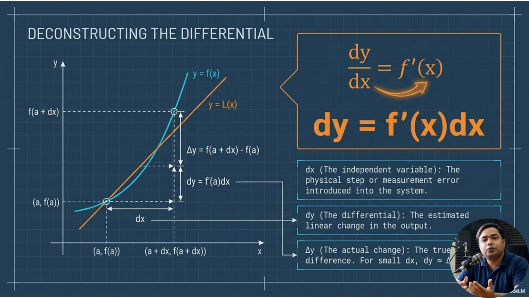The graph shows two changes. One is the actual curve change, usually written as delta y. The other is the linear estimated change, written as dy. For very small dx, dy is almost equal to delta y. This means differentials help us estimate how a small change or error in input affects the output. In real systems, measurements are never perfect. There is always some error. Differentials allow us to understand how that error travels through a formula. So differentials are not just notation, they are a practical tool for approximation and error analysis.